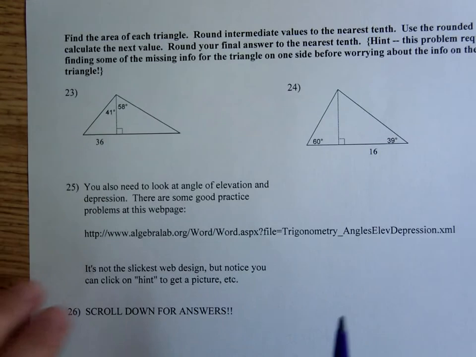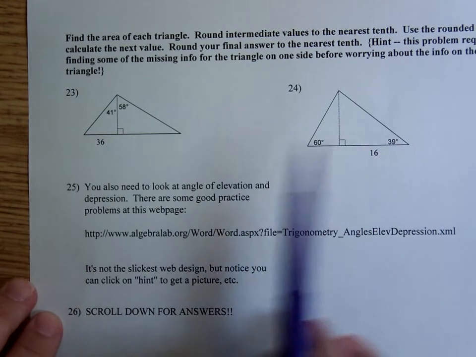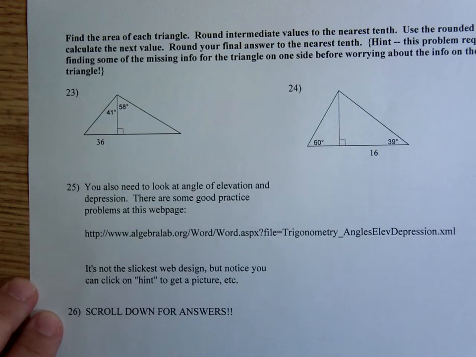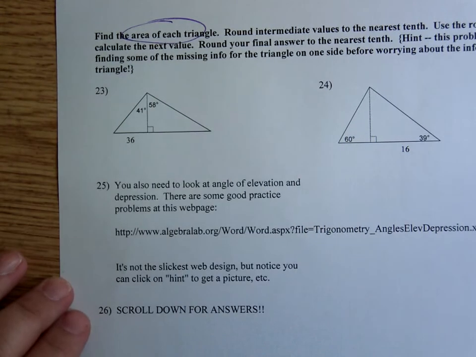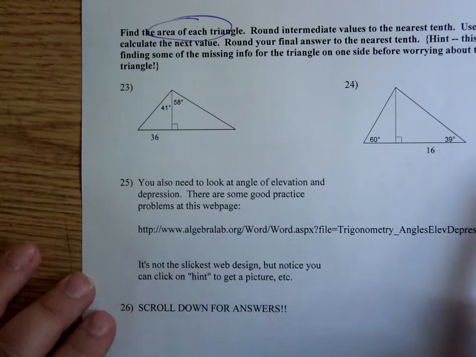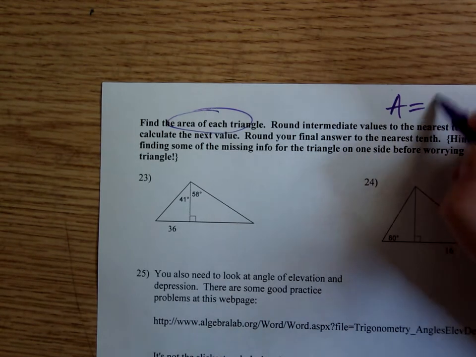Now, let's talk about this last page. Okay, these two up top, they're basically like 2 triangles melded together. It says find the area of each triangle. Okay, that means the whole big triangle. To find the area of a whole big triangle, you use the area formula, 1/2 base times height.